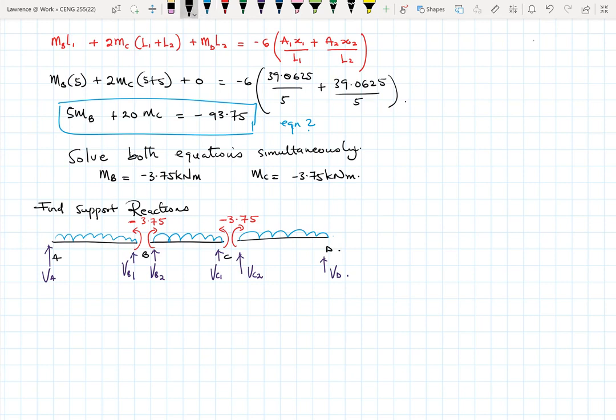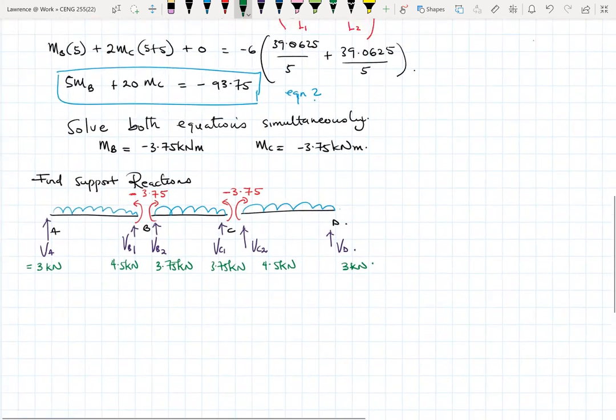So you would see that our VA will be equal to 3 kilonewtons. VB1 would be 4.5 kilonewtons. VB2 would be 3.75 kilonewtons. VC1 would be 3.75 kilonewtons. VC2 would be 4.5 kilonewtons. And then VD, RD, would be 3 kilonewtons. So these will be your support reactions. Okay. So from here, you can draw your shear force diagram, okay, using one of the approaches.